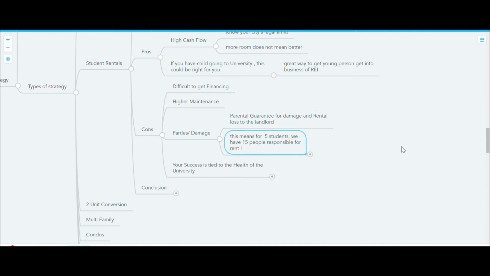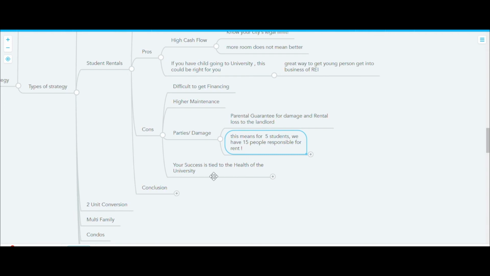Another great point why student rentals are great is because if you are, let's say, renting out to 5 students, you actually have 15 people responsible for the rent. That's because 5 students plus all of their parents, that's 15 people responsible to pay your rent in case something goes wrong, right?